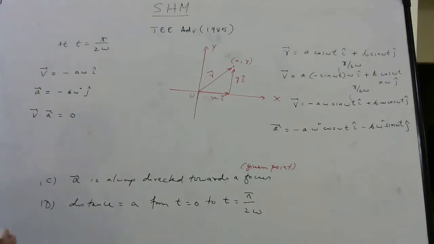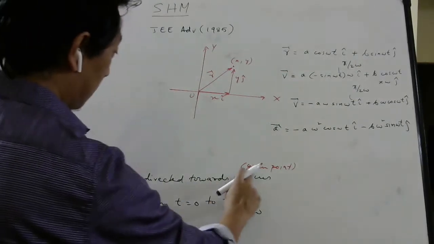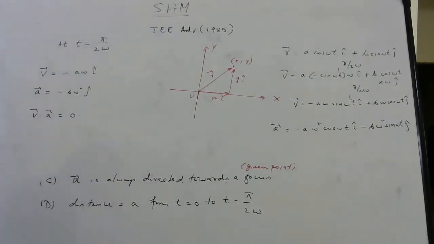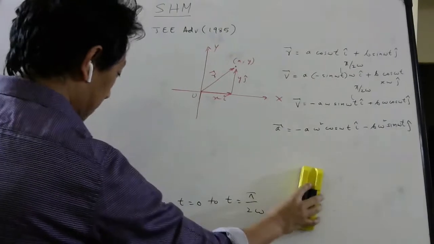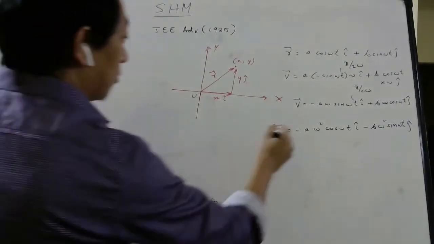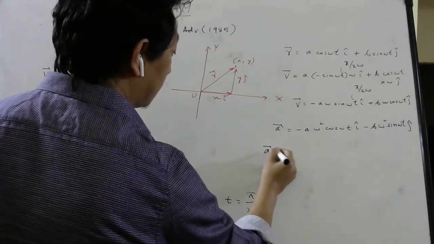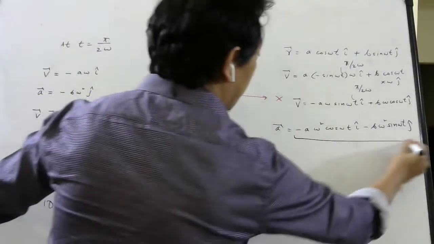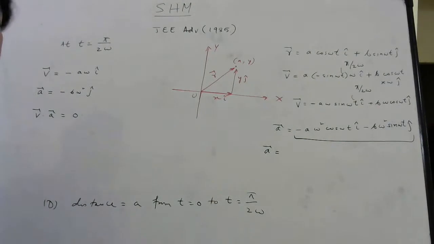Option C, acceleration is always directed towards a given point. I don't want to use the word focus, okay? I will explain later why. Then the final is the distance. So the acceleration vector we have already calculated here. Now the question is, is this vector always towards a given point? That we have to think.